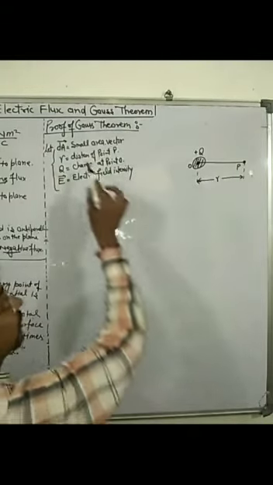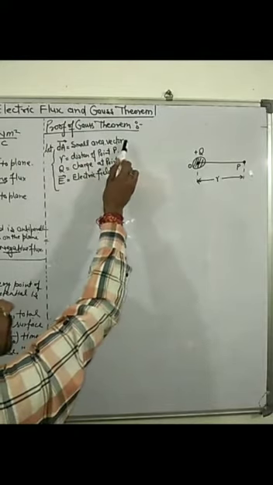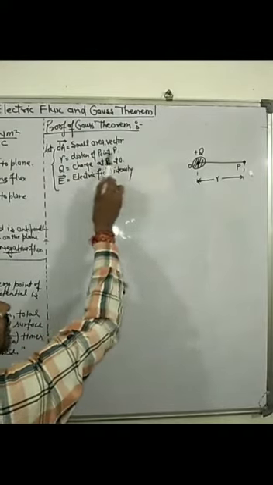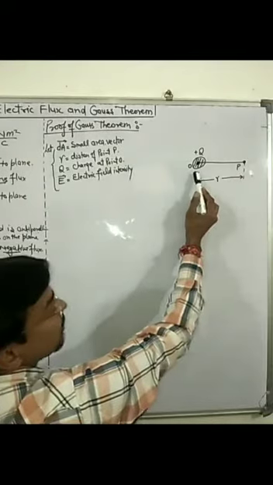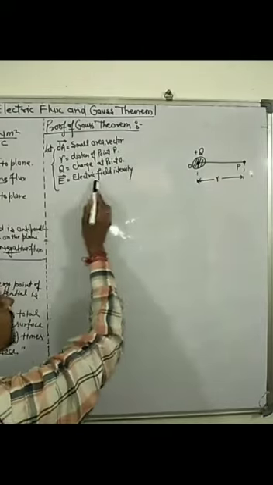You know very well what the proof of the Gauss theorem is. Here I am just assuming these things. dA vector is a small area vector. R is the distance of the point P from the center of the charge, and Q is the charge assumed by us. And E is the electric field intensity.